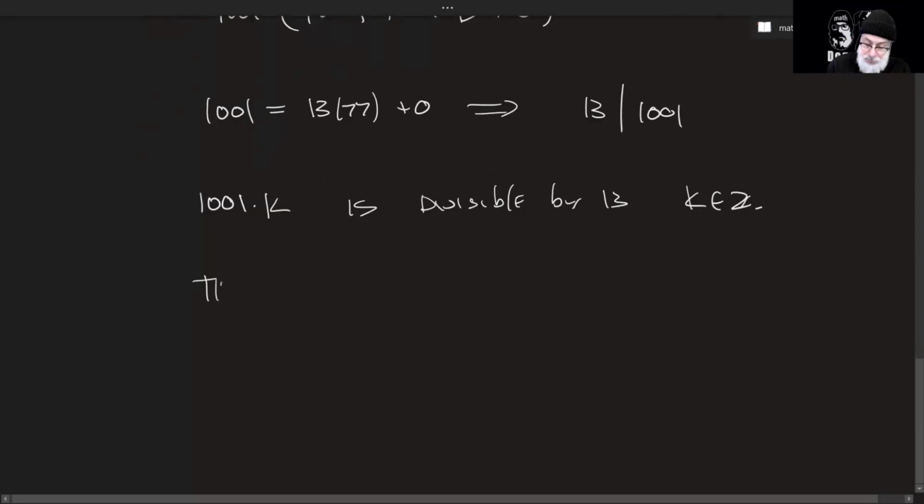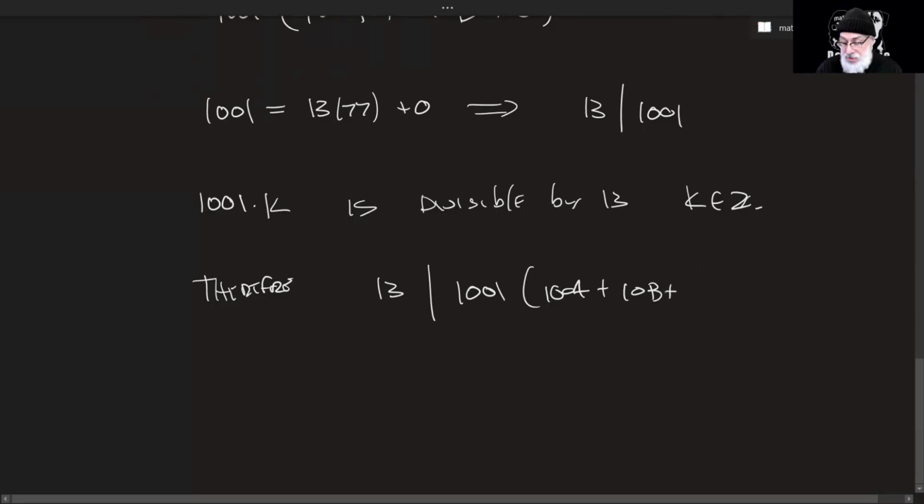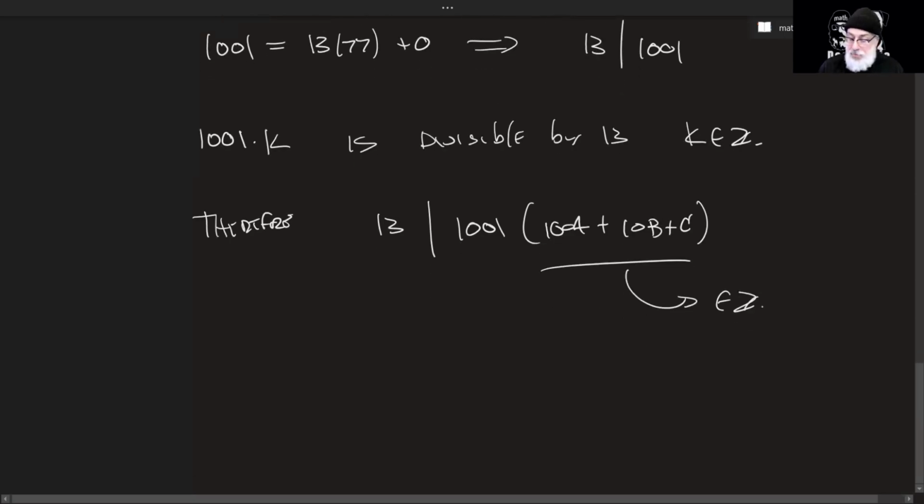Therefore, 13 will divide 1,001 times 100A plus 10B plus C, precisely because this is an integer. And that means that 13 divides ABCABC.